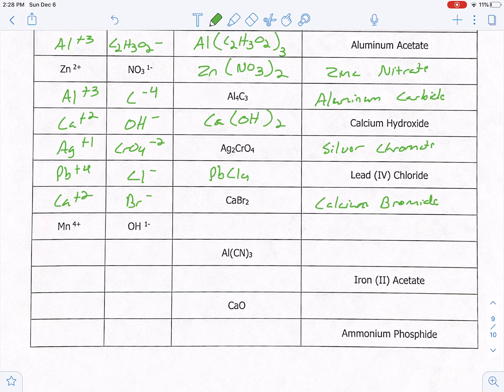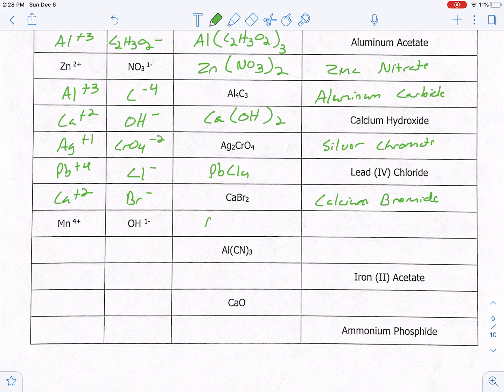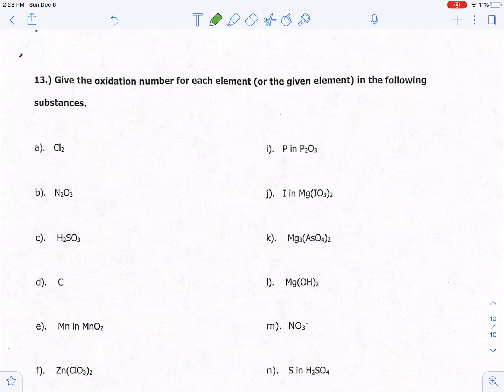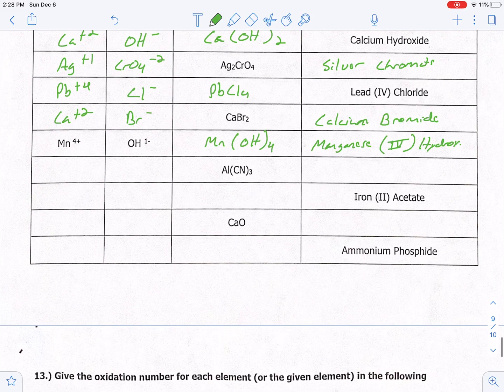Mn for OH minus, so we can tell it's not balanced. So crisscross, I only need 1 Mn, but I'm going to need 4 of these hydroxides. Okay, so Mn is manganese, so watch out, it is not magnesium. Manganese, and that is a transition metal. Okay, so we're going to need to put the charge. So manganese 4, so that's IV, and this is hydroxide.